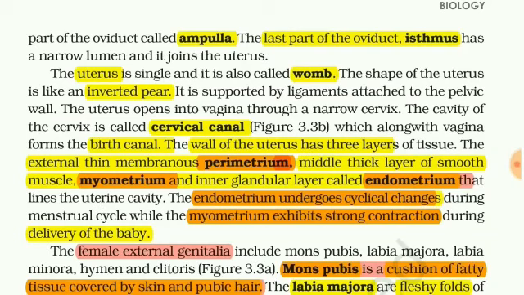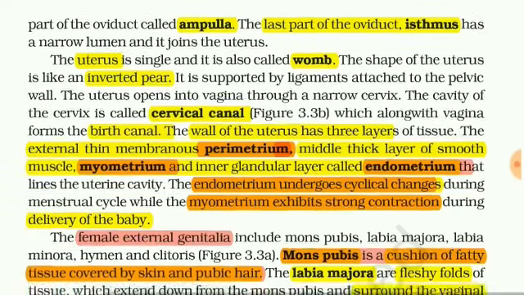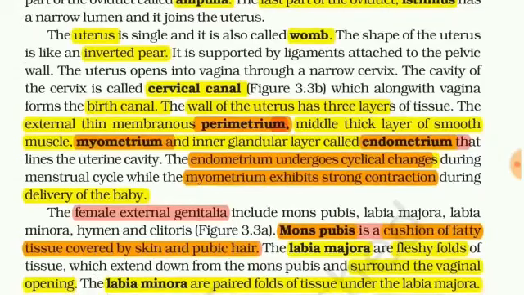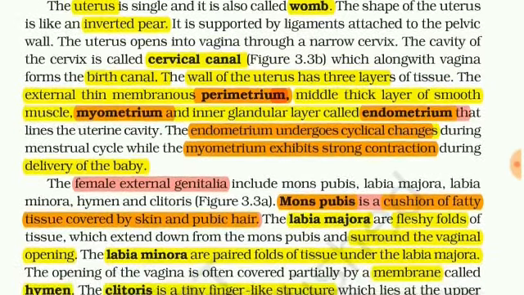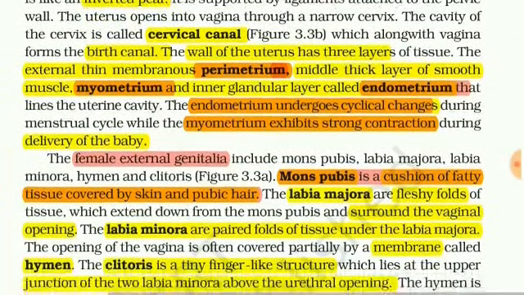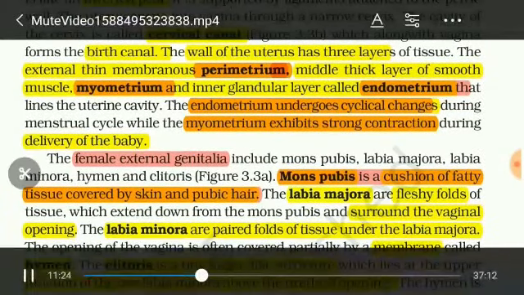These are all internal organs of the female reproductive system, and some external organs are also present, that is the female external genitalia: mons pubis, labia majora, labia minora, hymen, and clitoris. These are the external structures of the female reproductive system. It is useful for the entry of sperm. The mons pubis is a cushion-shaped fatty tissue covered by skin with pubic hair. These are external genital structures.